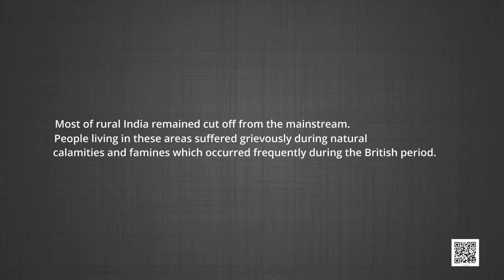Naturally, therefore, people living in these areas suffered grievously during natural calamities and famines, which occurred frequently during the British period. The social benefits which the Indian people gained owing to the introduction of the railways were thus outweighed by the country's huge economic loss.